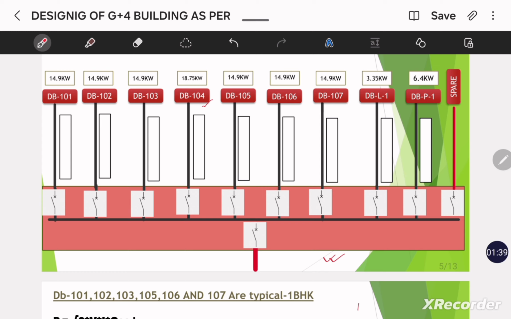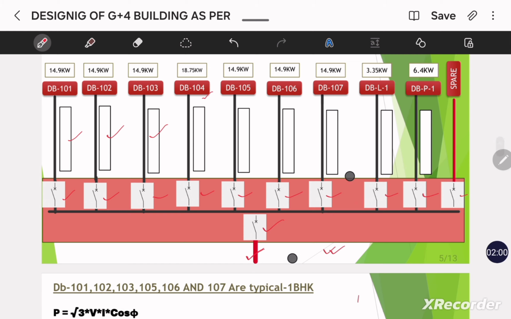Our intention is to calculate the breaker rating first for each outgoing breaker. Then we will calculate the cable size for each outgoing load of the SMDB. Then we will calculate the breaker rating and the cable size for the SMDB. So let's start.